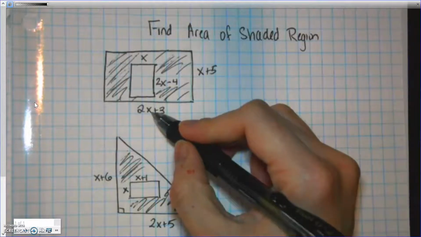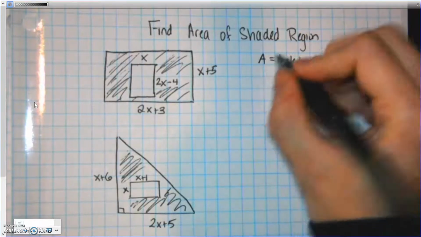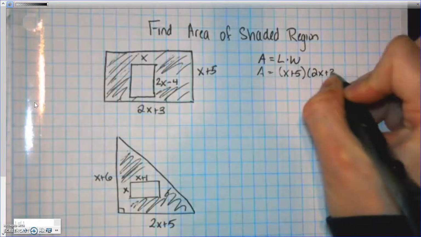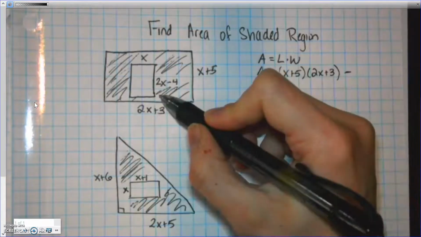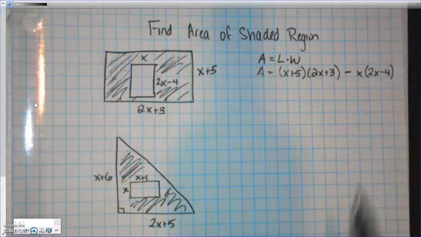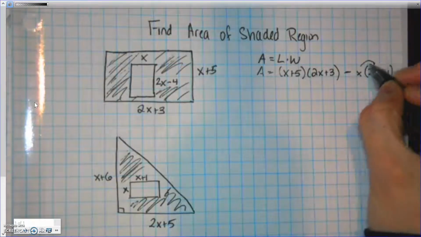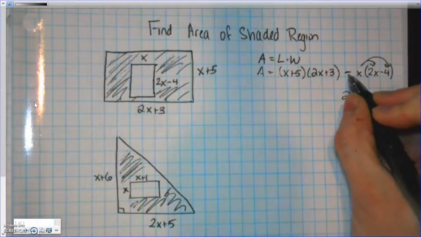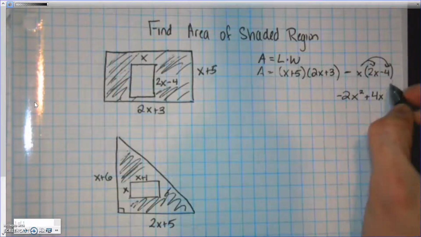I have this area of the full rectangle, and we know that area of a rectangle is always length times width. So I can do that: the area is x plus 5 times 2x plus 3, and then I am going to subtract the area of my inside figure, which is going to be x times 2x minus 4. And now we're going to have to multiply these two out. With this one, I can just use distributive property, and we get minus 2x squared plus 4x, because I'm taking that negative sign and distributing it.